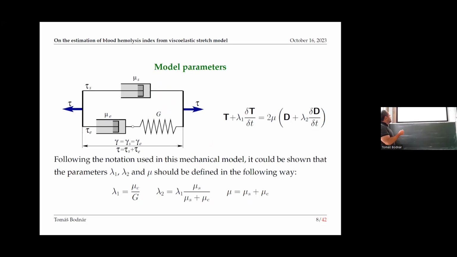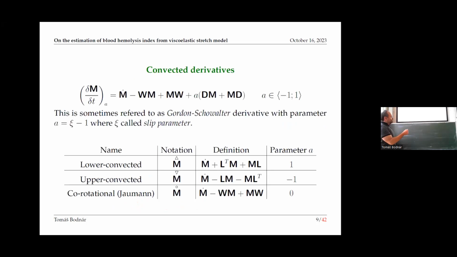This is just how to get the parameters of the model that are mentioned here. The time scales lambda 1 and lambda 2. This is said to be the relaxation time, and this the retardation time, and this is the total viscosity. So you can get it from the mechanical parameters of the model, where you have the solvent viscosity, the elastic viscosity, and the Young modulus here. And basically from this you can get the two time scales that you need for your model.